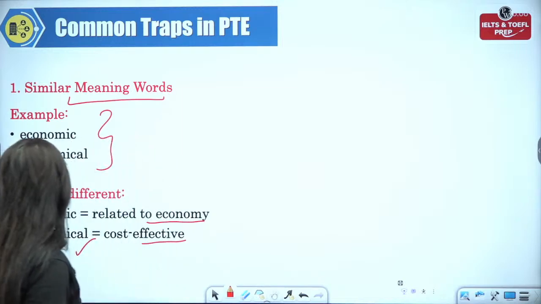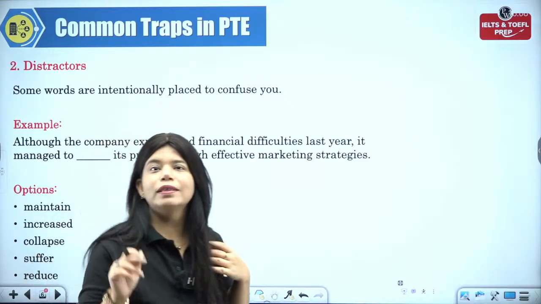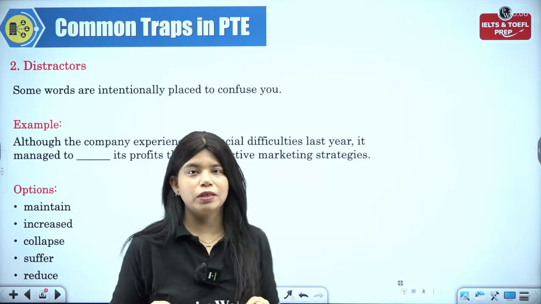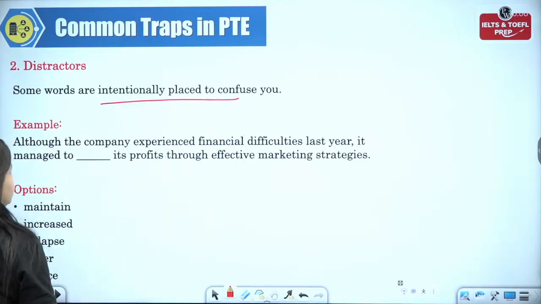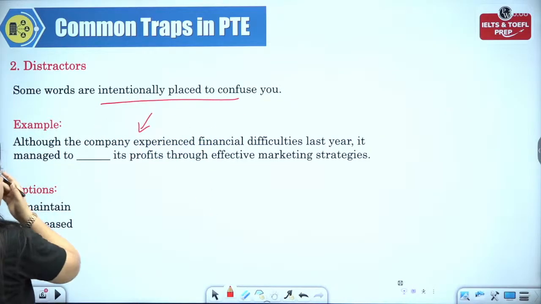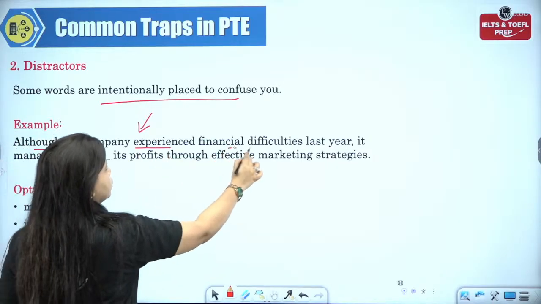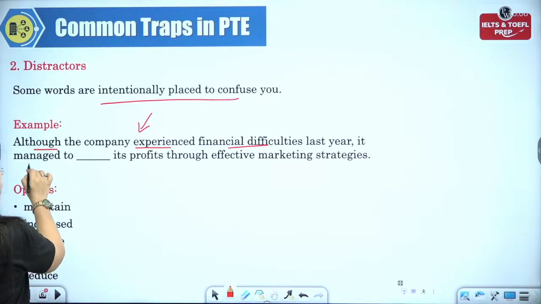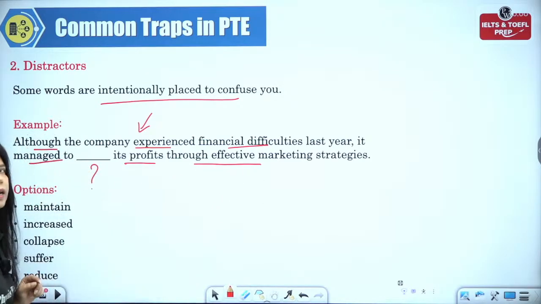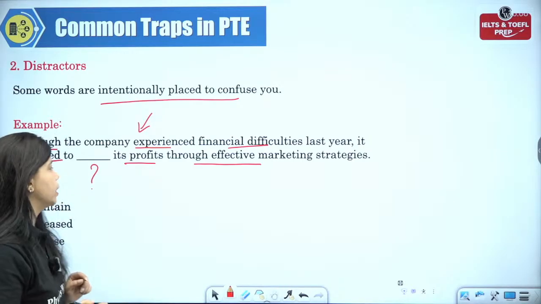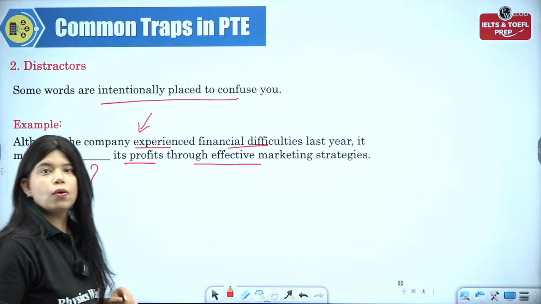Moving on. All right. Now here I want you to post the answer in the comment section, but पहले समझ लेते हैं. So some words are intentionally placed to confuse you. Let's understand with this example. Now the example here says, although the company experienced financial difficulties last year, it managed to dash its profits through effective marketing strategies. And then the options given to you are maintain, increased, collapse, suffer, or reduce.